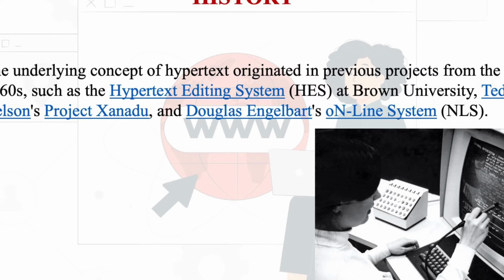Now briefly let us look at the history of the World Wide Web. The underlying concept of hypertext originated in various projects from the 1960s, such as the Hypertext Editing System at Brown University, Ted Nelson's project Xanadu, and Douglas Engelbart's oN-Line System.